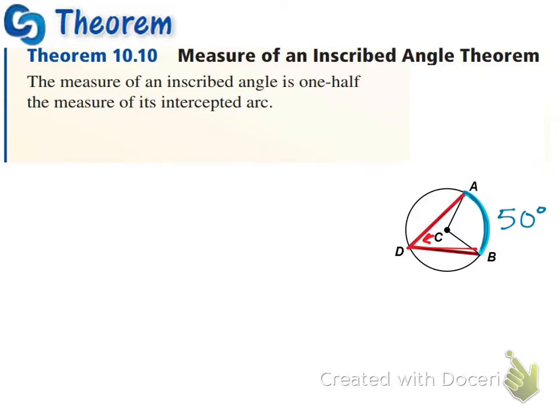It is not going to be equal. It is going to be 1/2. So what is the measure of this angle going to be? 25. Okay, half of 50.